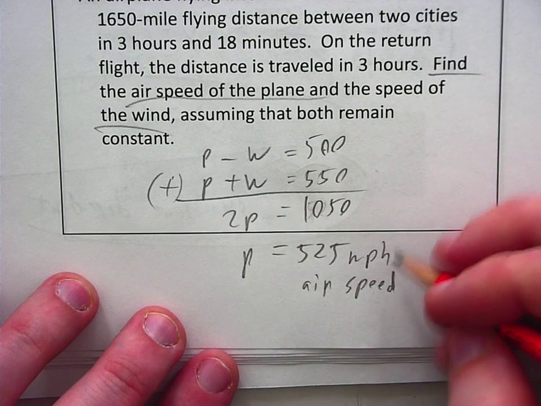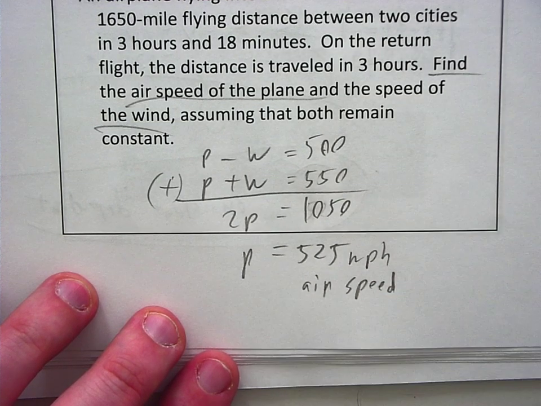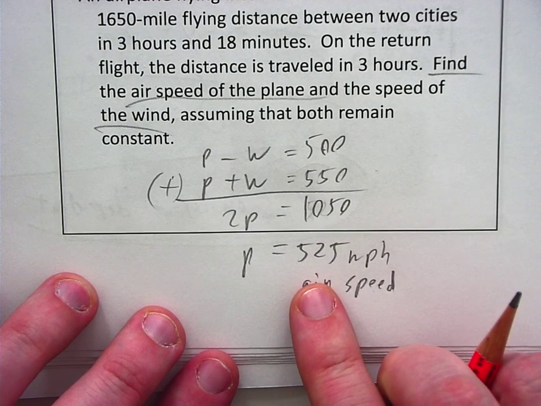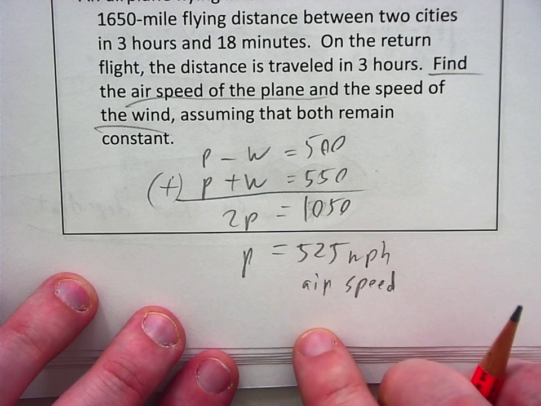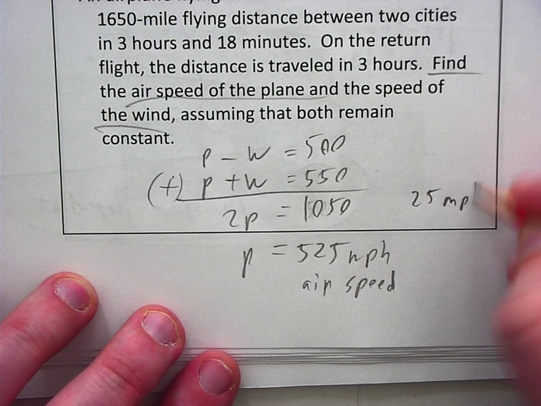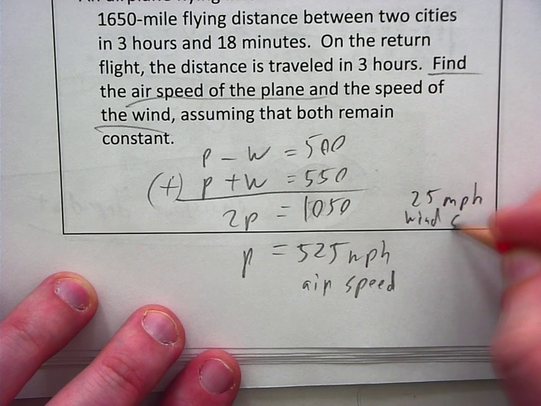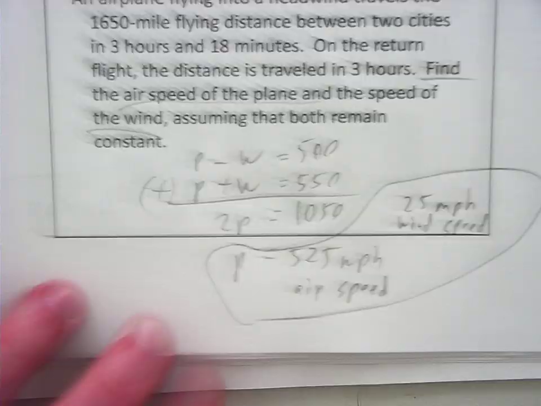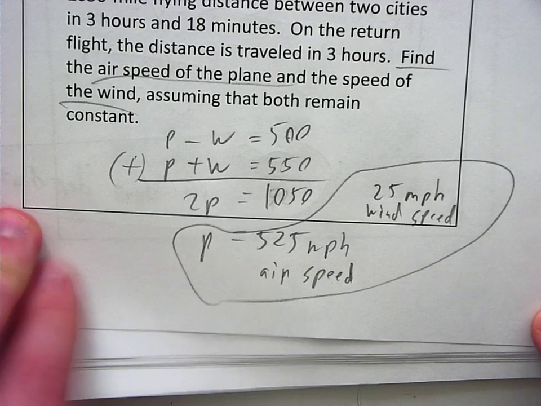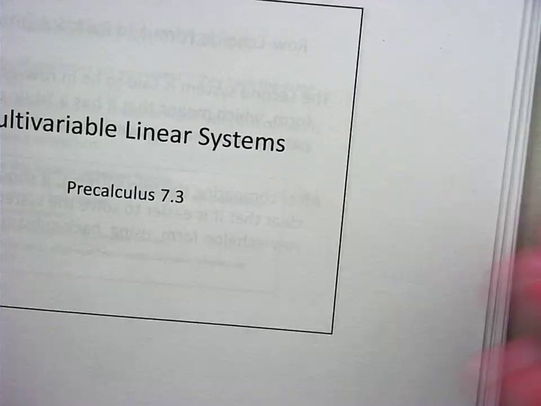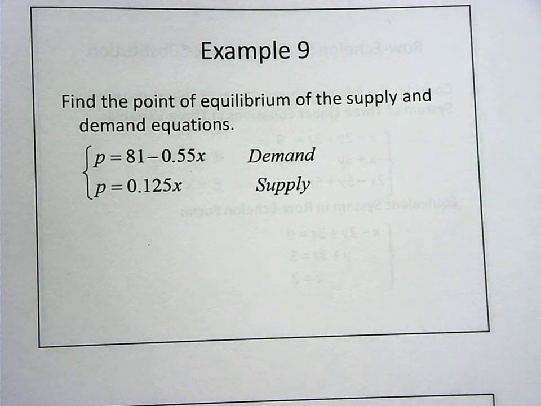Then plug it back in. So the airspeed for the plane is 525. Plug it back in. What am I going to get for W? 25. So 25 miles per hour is your wind speed. Okay. Questions on that one? That's an airplane question without bearings. We could add bearings into it, but that would bring vectors back into it.